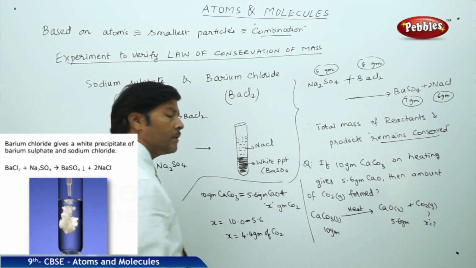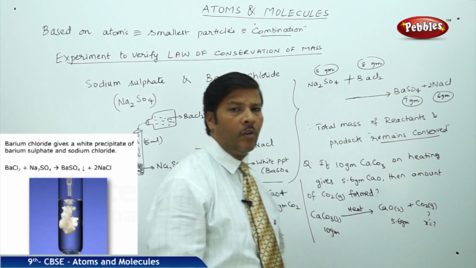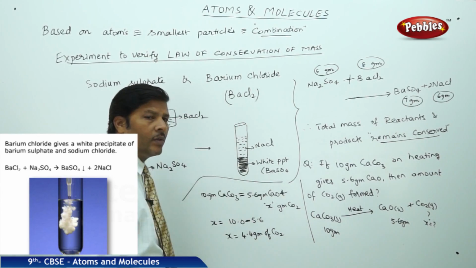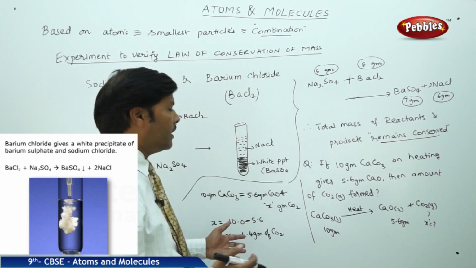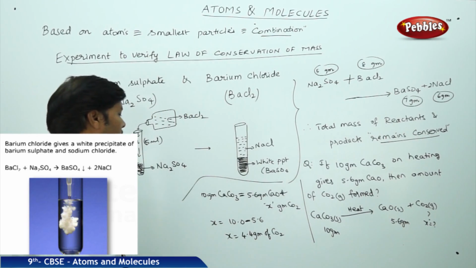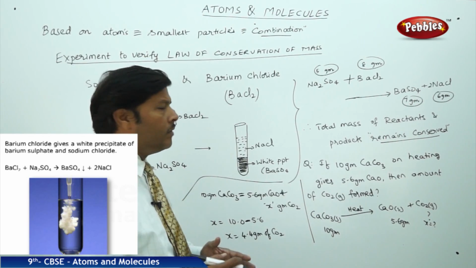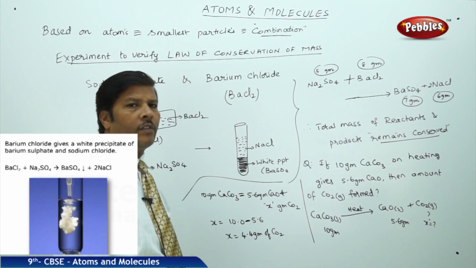That means out of 10 grams, 4.4 grams of carbon dioxide is formed and 5.6 grams of calcium oxide is formed. Again, if you add 4.4 and 5.6, you get 10.0, which means the mass present in the reactants is equal to the mass present in the products, and the total mass of the reactants as well as the products is conserved, or remains constant. Hence we have verified the law of conservation of mass.